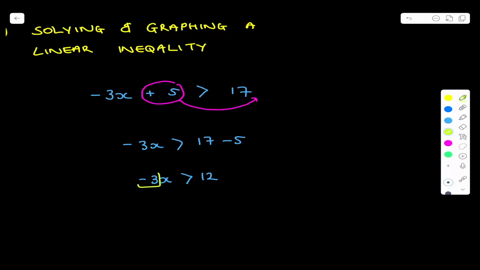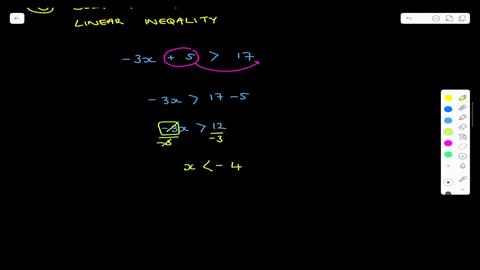Now we just want to get rid of this -3. So again, you could bring it to the other side. Or basically, you're dividing both sides by -3. That would get rid of that. But remember, when you divide by a negative, the inequality flips. So instead of greater than, it is less than. And 12 divided by -3 is -4. So x is less than -4. And we need to plot this on the number line. So let's say -4 is over here. That would mean -5 is over here.